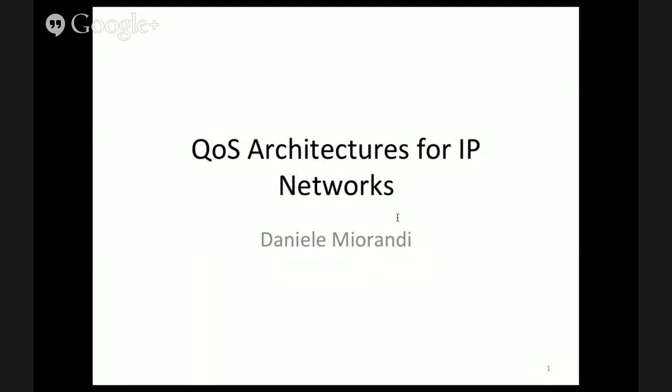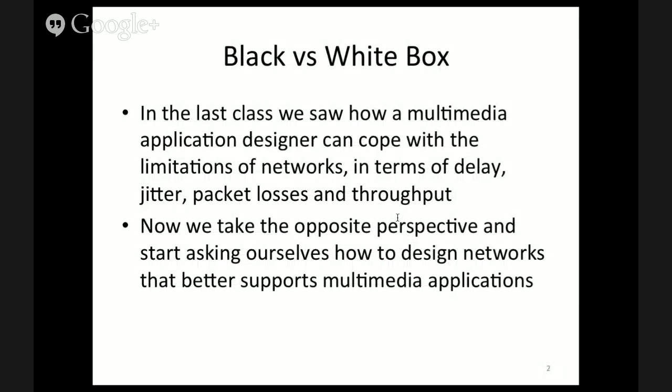Now, I would like to start by recapping a bit what we saw in the last class. In the last class, we saw this black box approach. We basically decided to wear the hat of a multimedia application designer. We considered the network as a black box characterized by delay, jitter, packet losses, and throughput. And we saw mechanisms for coping with the limitations of a network.